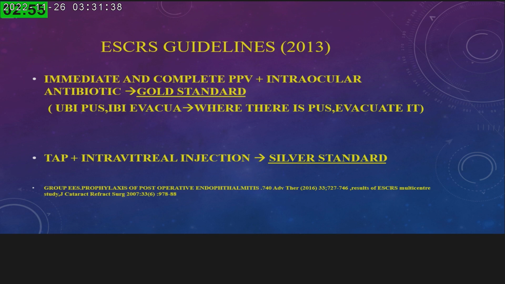Now, after the ESCRS guidelines have come, especially with the availability of wide-angle viewing systems, smaller gauge instruments, 36 mm cannula and many vitrectomy facilities having evolved, the ESCRS guidelines have suggested immediate and complete pars plana vitrectomy with intraocular antibiotic as the gold standard, because according to the Latin maxim, ubi pus, ibi evacua. Wherever there is pus, it has to be evacuated. And the tap plus intravitreal injection is being considered as a gold standard.